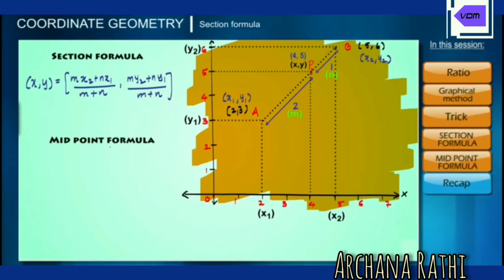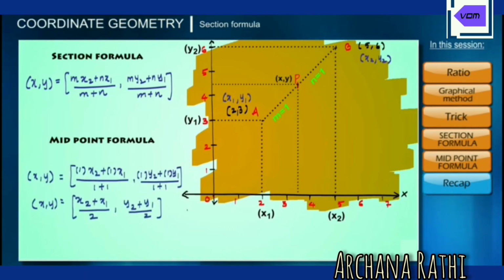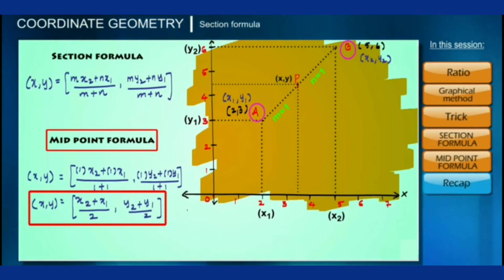By using the section formula, we can find another formula that is called the midpoint formula. This means the point P divides AB in the ratio 1:1, as it is a midpoint. Therefore m equal to 1 and n equal to 1. Putting these values in the section formula, we get the new formula for directly finding the midpoint of given points, that is x, y is equal to (x2 plus x1) upon 2, (y2 plus y1) upon 2. That is, the x coordinate is the addition of the x coordinates divided by 2 and the y coordinate is the addition of the y coordinates divided by 2. Both are very important formulas.